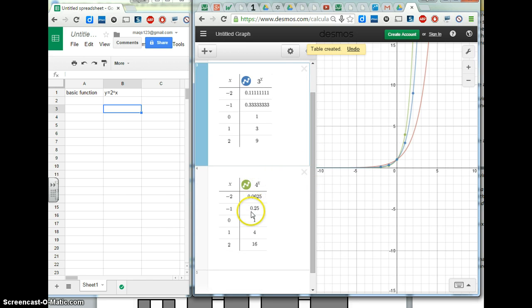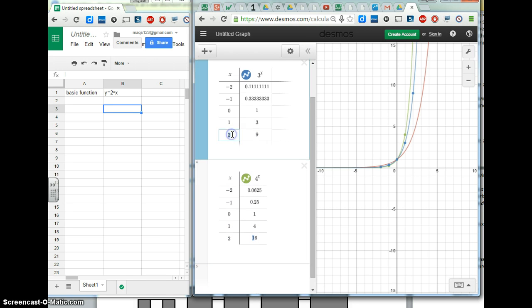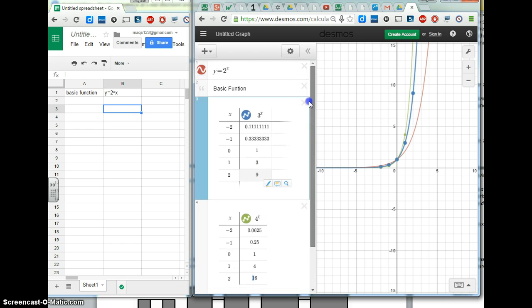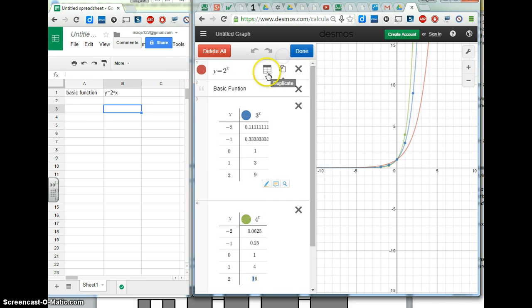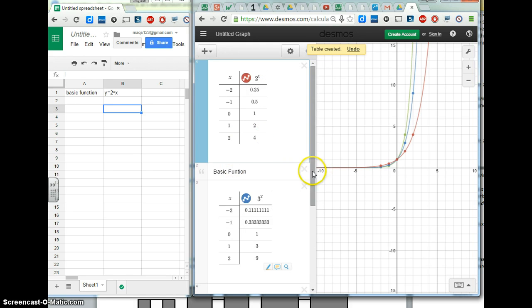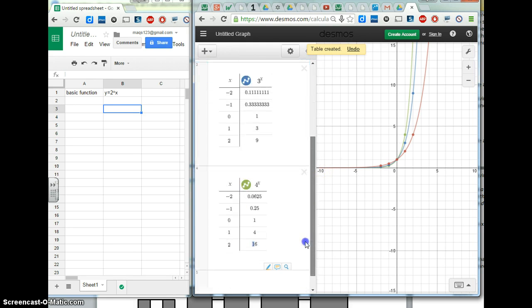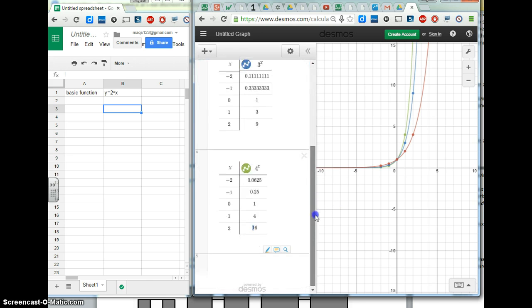This one's multiplying by 4, so it's going to be 1, 4, 16. See, by the 2, this one's already at 16, and when this one was at 2, it's at 9, and in the original one, the basic one, it's only 4. So this is why the graph looks like it's tight. It's more tight right here. In reality, what's happening is the y's are increasing exponentially more.